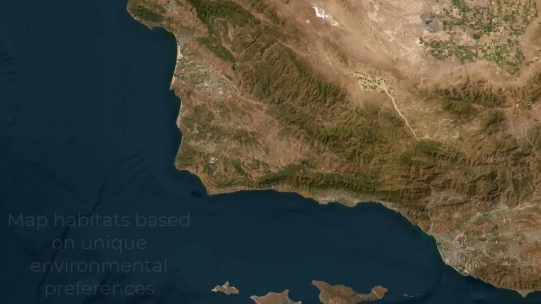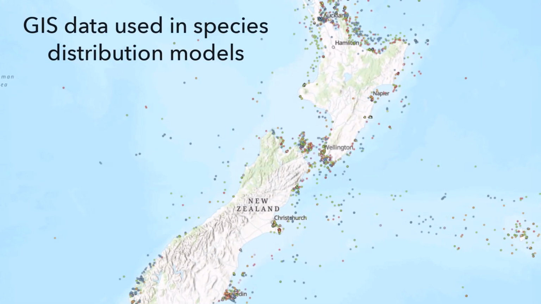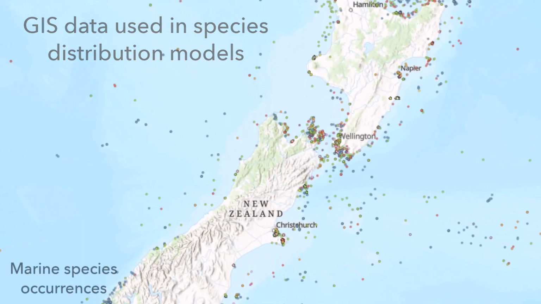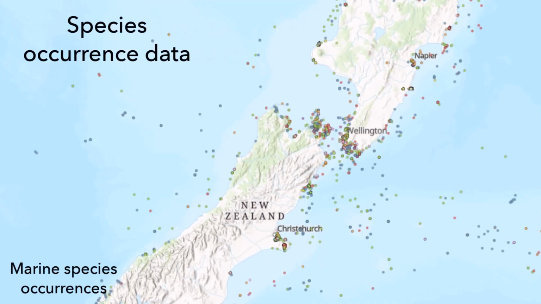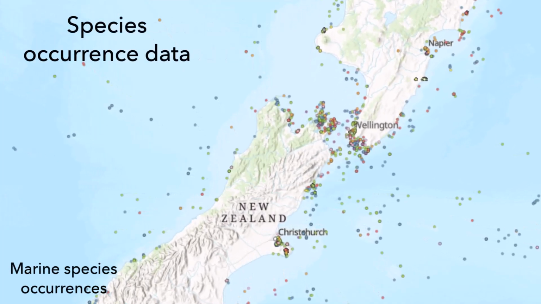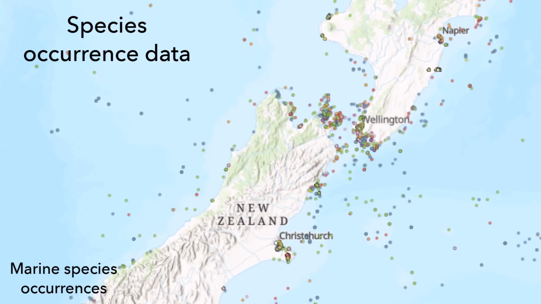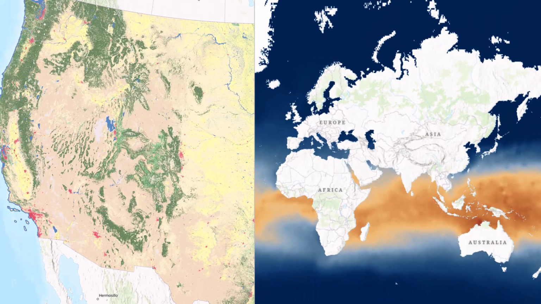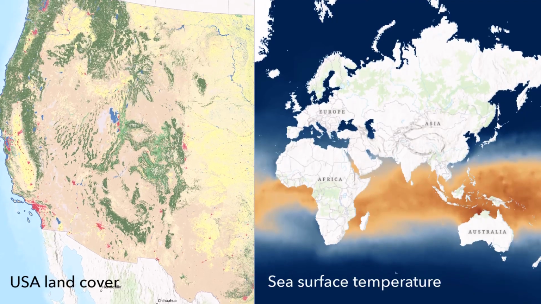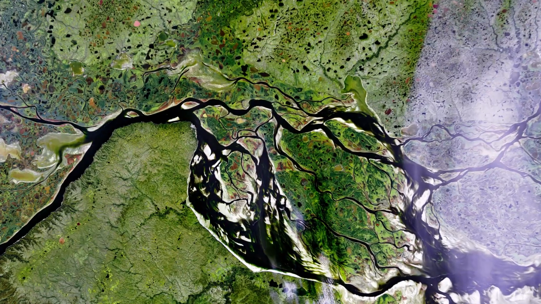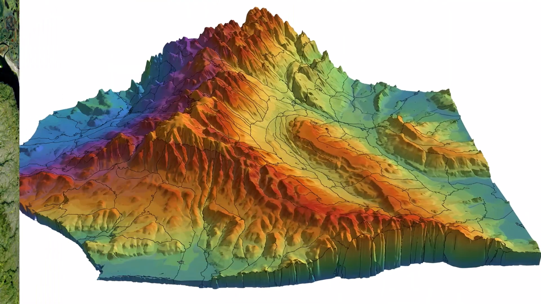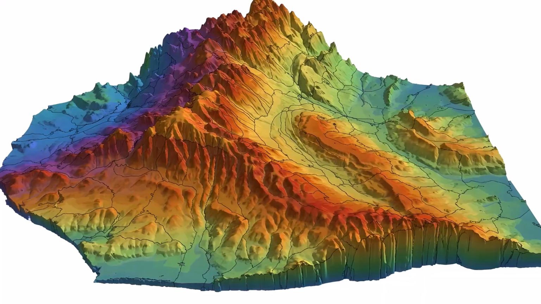and climate preferences. The two main types of GIS data used in species distribution models are species occurrence data, which usually consist of point locations where a species has been observed or confirmed to be absent, and environmental variables, which are the spatial data layers representing factors like climate, topography, land cover, soil types, or hydrological features. These variables are often obtained from remotely sensed imagery, interpolated weather stations, and digital elevation models.